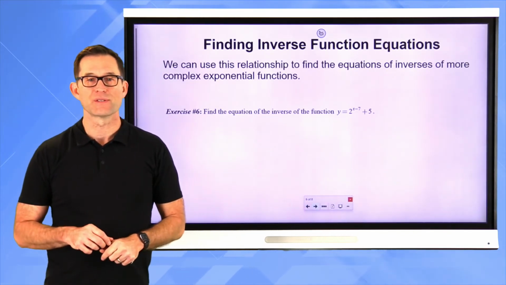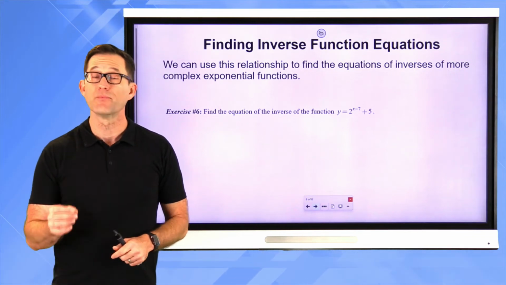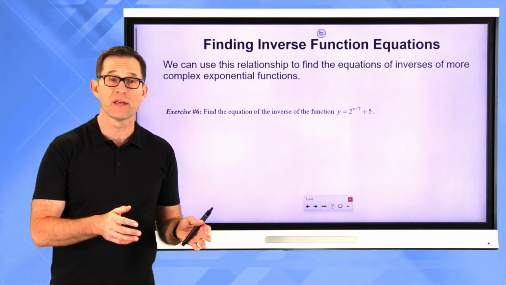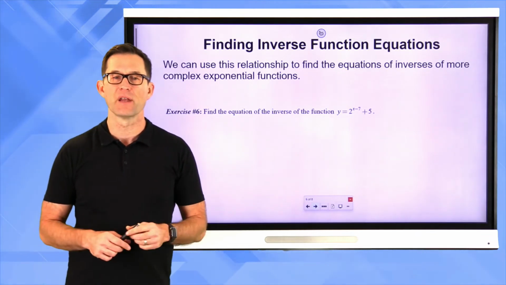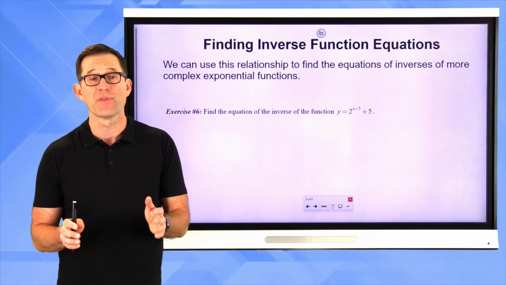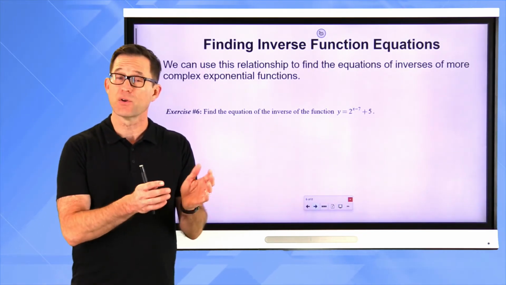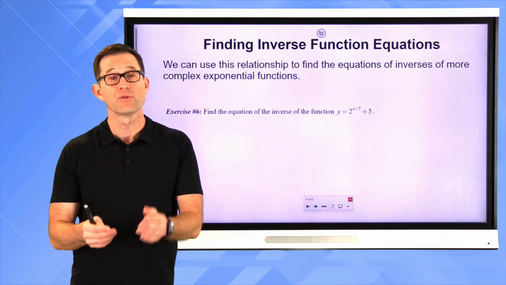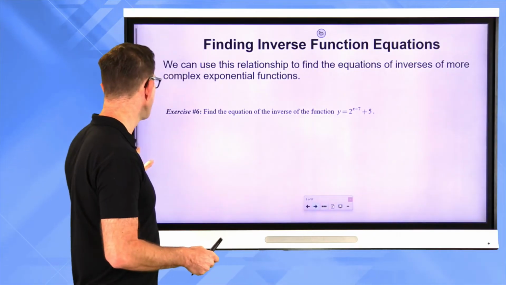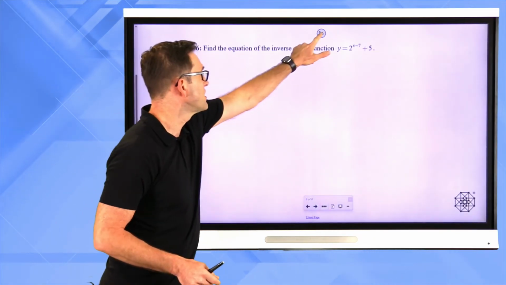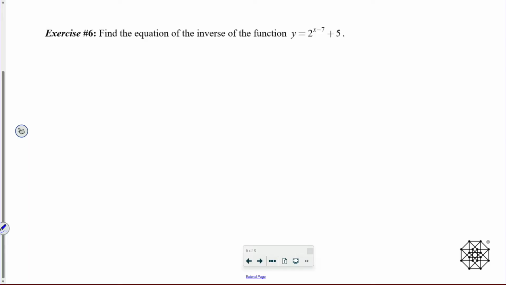Finding inverse functions. We can use this relationship, the inverse relationship between exponentials and logarithms, to find equations of inverses of more complex exponential functions. So we should feel comfortable now with the idea that if we've got the exponential function y equals 2 to the x, its inverse is y equals log base 2 of x. But what if the exponential function is a bit more complex? Let's take a look at exercise number 6. Find the equation of the inverse of the function y equals 2 to the x minus 7, plus 5.